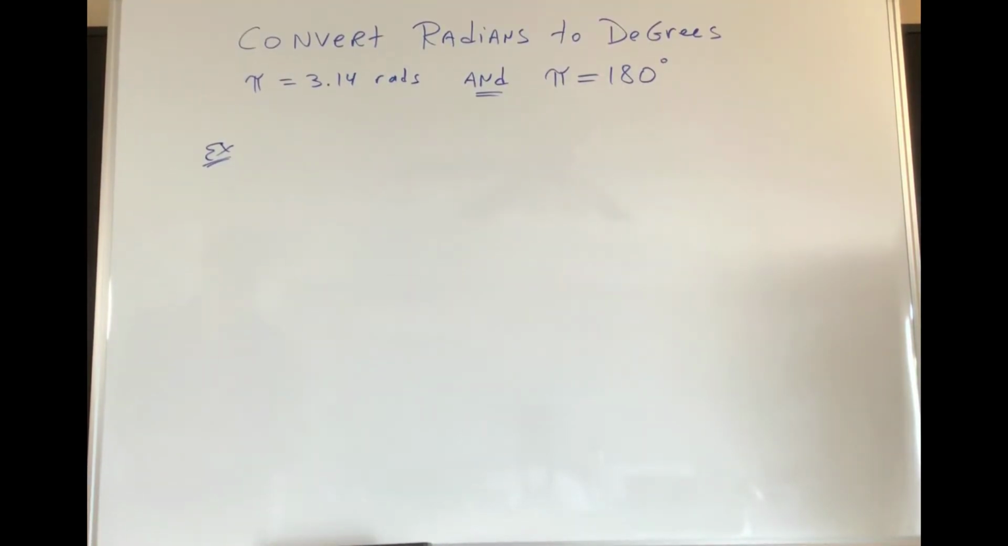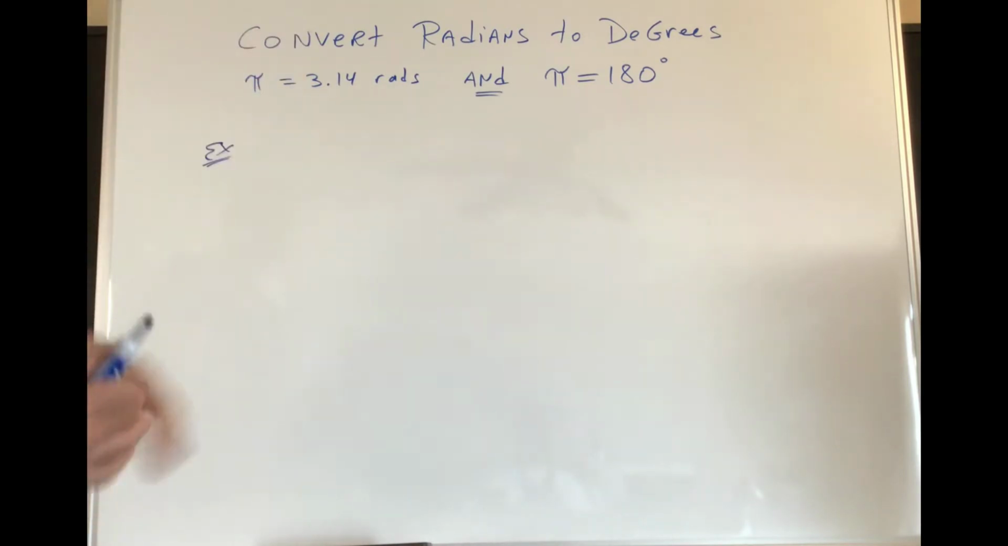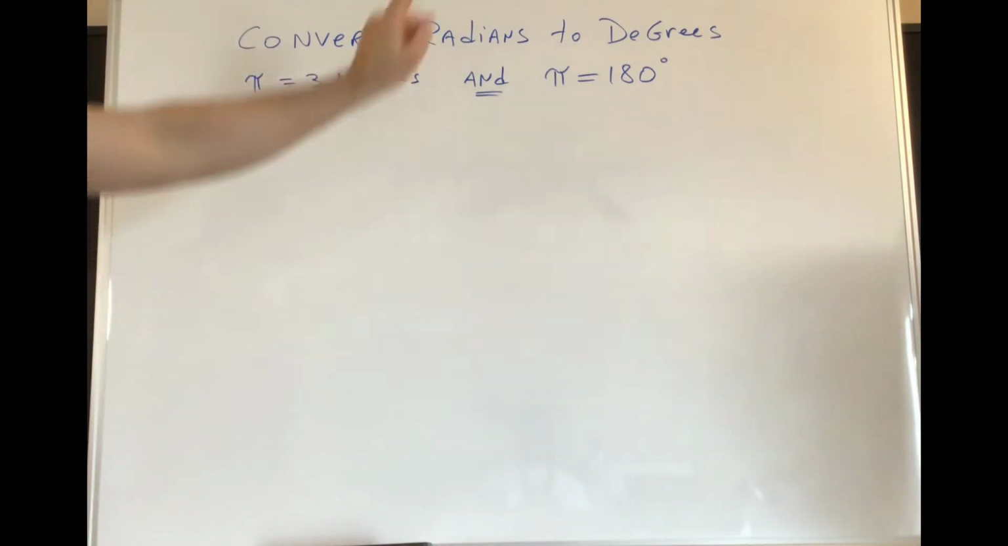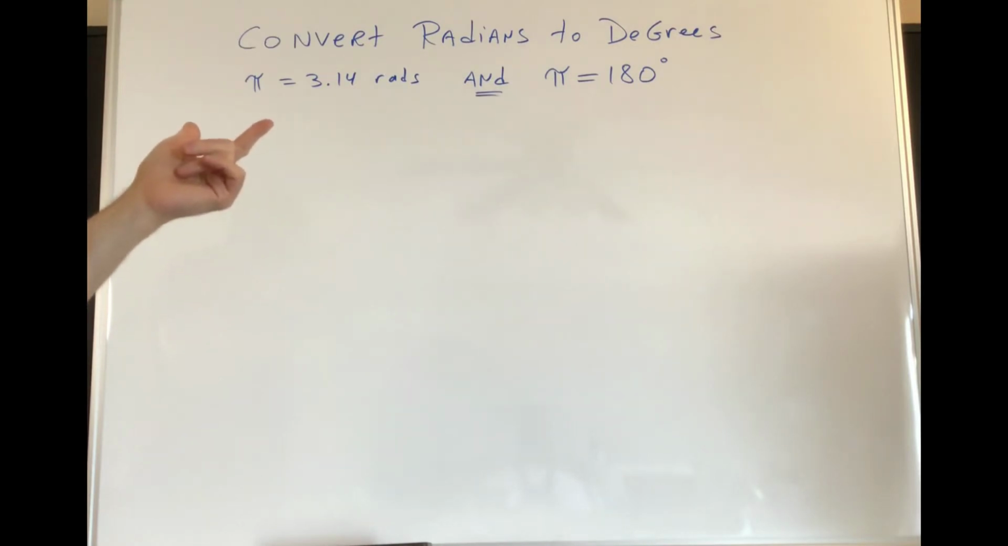Now the key to converting back and forth between radians and degrees is the pi thingy. Like I said before, pi is 3.14. You all know that. But pi is also 180 degrees. Pi can be represented in radians or degrees. That's what allows you to go in both directions. So whenever I want to convert from radians into degrees, I'm just going to replace the pi with 180 and simplify. So it's very easy.